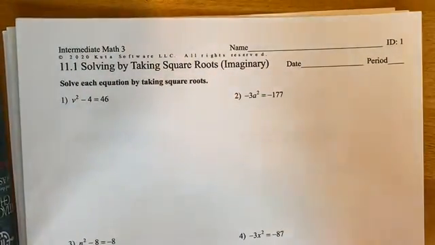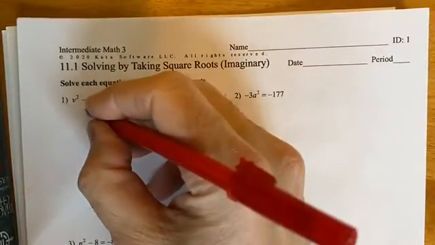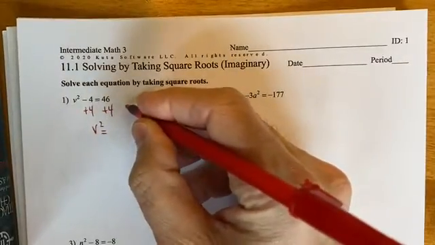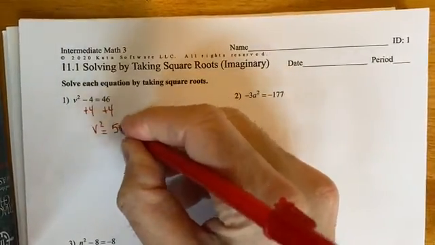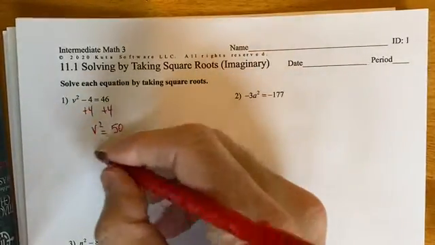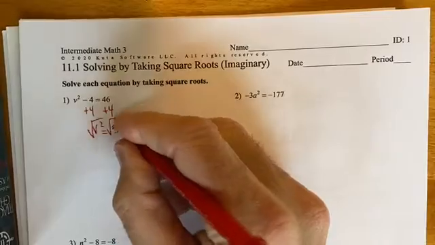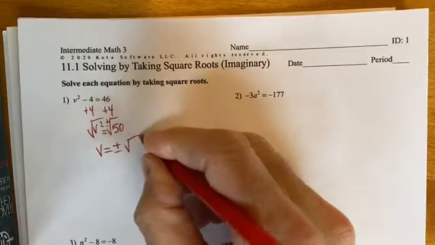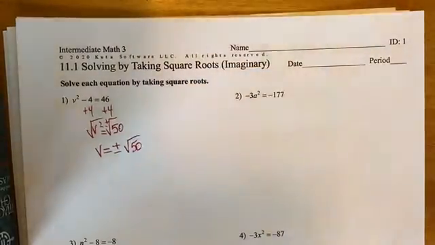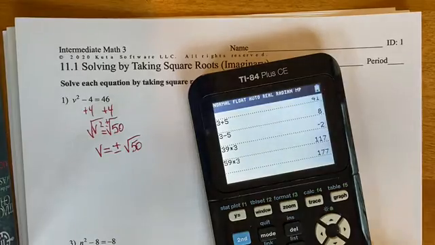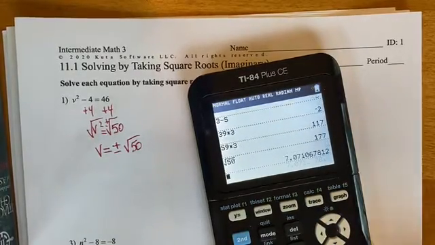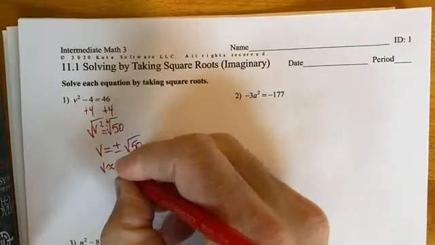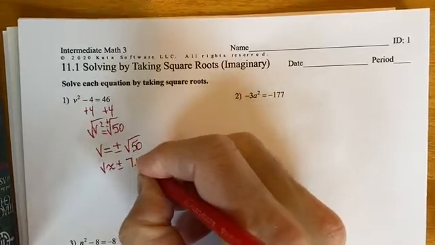First one, we add 4. And v squared equals 50. Again, not a perfect square. So if you want, you can take the square root of both sides and just leave it as the square root of 50. V equals plus or minus the square root of 50. Or you can go in the calculator and find out what the square root of 50 is. And that's 7.07. So you could say V is approximately plus or minus 7.07.